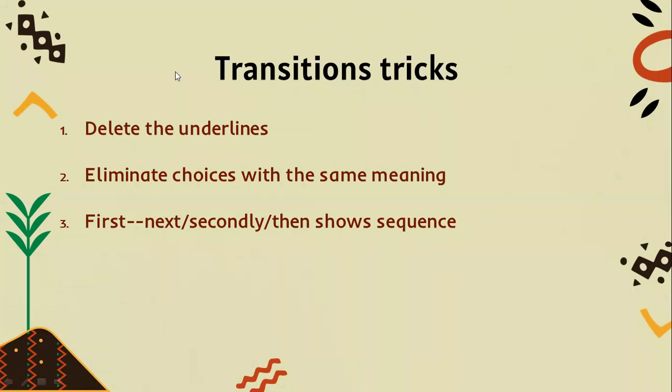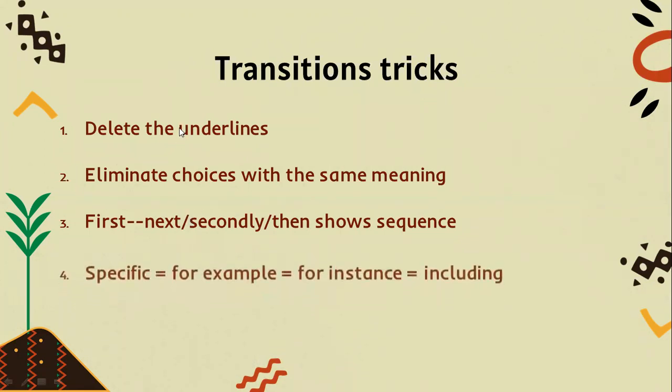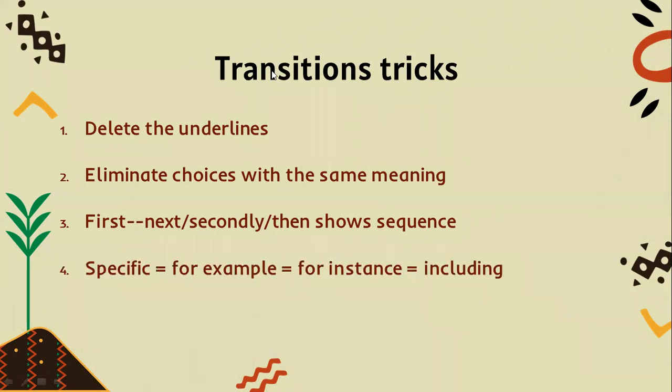Moving on to point number 4, which is if we have the word specific, if we have the word for example, if we have the word for instance, if we have the word including, they are all equal. And at this moment, we are trying to state an example. So if we have specifically, for example, for instance, or including, they are all equal, meaning that we are trying to specify an example for the sentence.